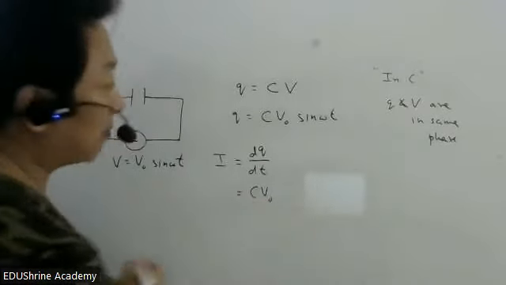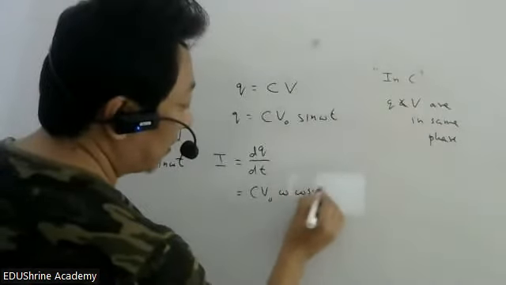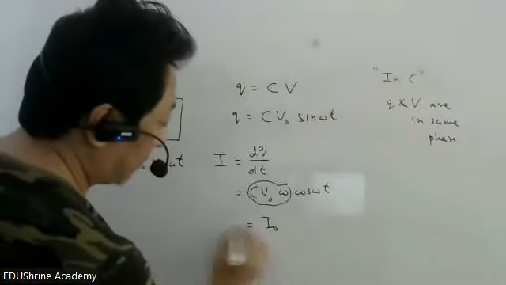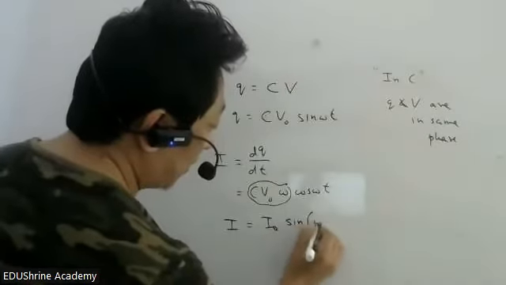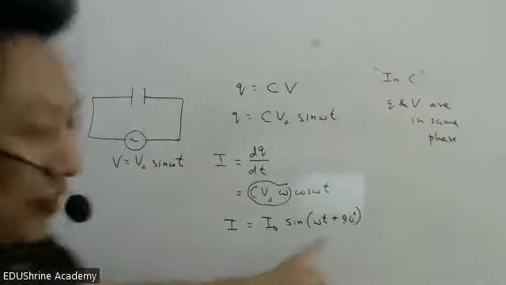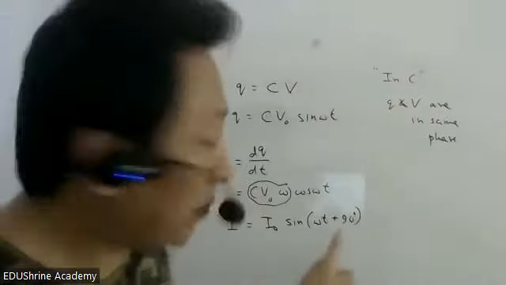See, V naught will come outside. Differentiation of sine omega t is omega cos omega t. Then in place of this, you can write I naught. Cos omega t can be written as sine (omega t plus 90). I know we can write 90 plus omega t also, but write omega t plus 90.